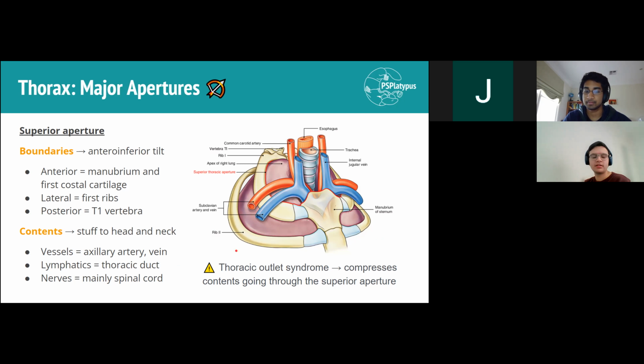Thoracic outlet syndrome is something we discussed in upper limb, but just to remind you, it is also relevant to the thorax. It can compress. For example, if you have an extra cervical rib, then you will have compression of some of these contents that are going through the superior aperture and even going into the upper limb.